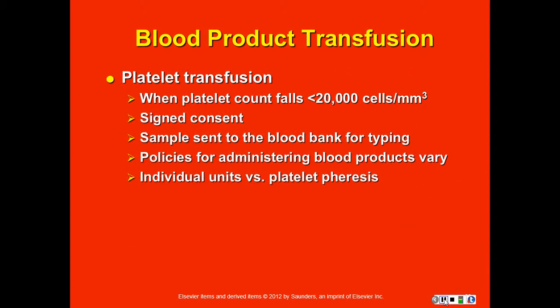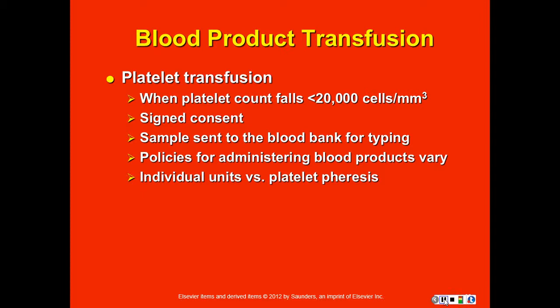You may be asked to transfuse platelets. Now, our normal platelet level is between 150,000 and 400,000. So if your patient is actively bleeding and their platelet level has fallen to about 50,000, that person's getting platelets. And they're definitely going to get it when it falls below 20,000. So what's your risk here? If you have platelet levels that are low, you can't clot, so you bleed.